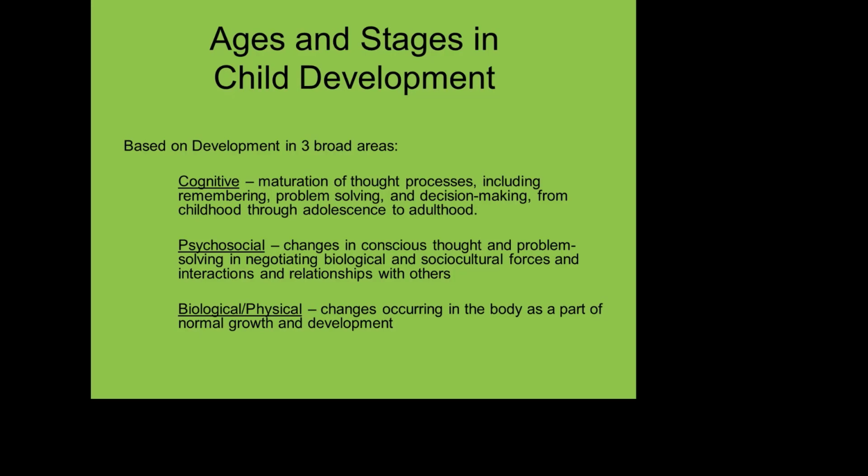So cognitive, we have things like the maturation of their thought process, problem solving, decision making, and these are going to change all the way from adolescence to adulthood. Psychosocial are changes in their conscious thought and problem solving in negotiating the differences in biological and sociocultural forces. So, how they interact with relationships and others.